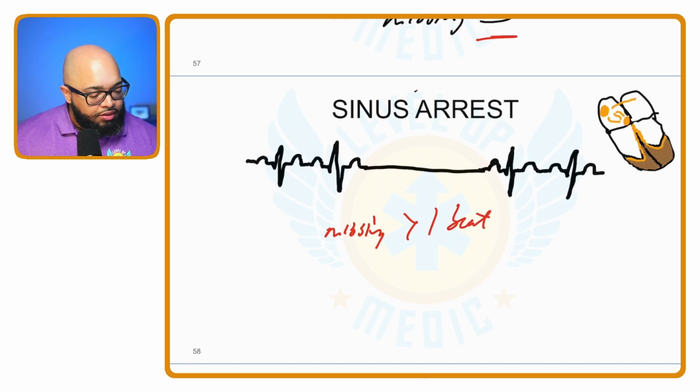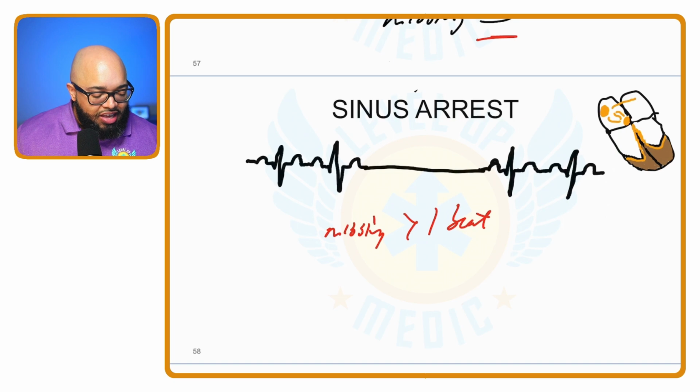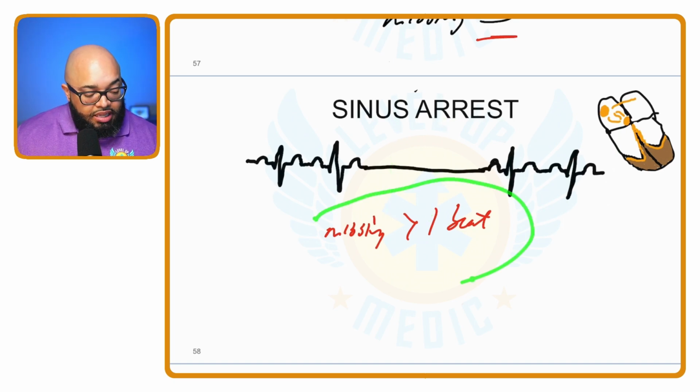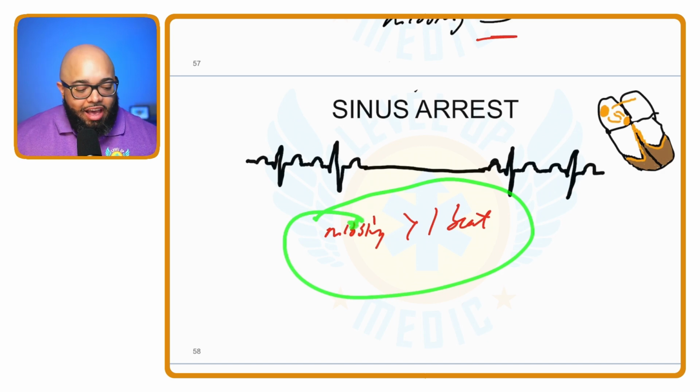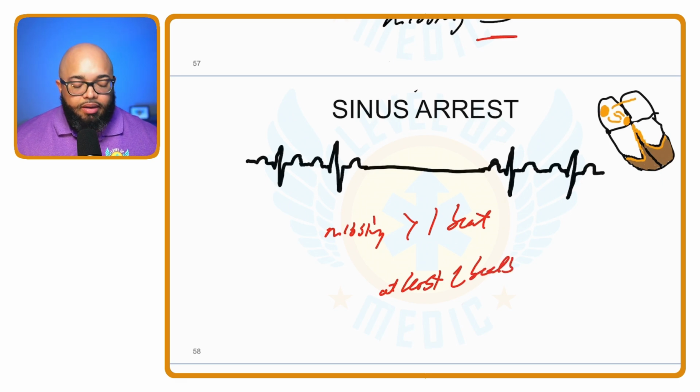Often, for instance, notice how we have a beat here, here. It looks like the next one should be here, and the next one should be here. And then it kicks back in and everything's like normal. So in this case, it actually looks like we're missing 2 beats. But it's greater than 1, okay? Often, sinus arrest will be at least 2 beats. So we're going to say missing at least 2 beats, okay?